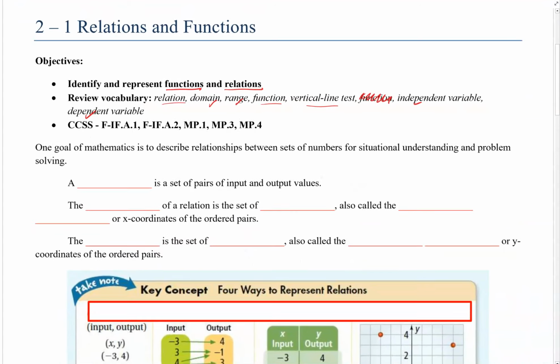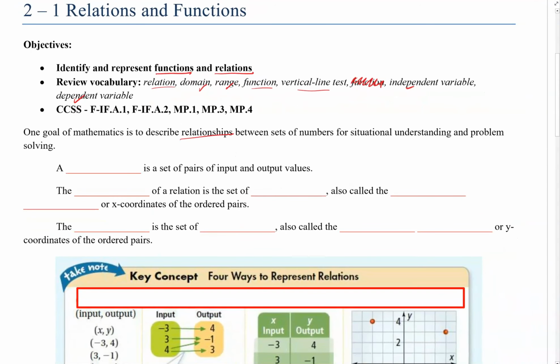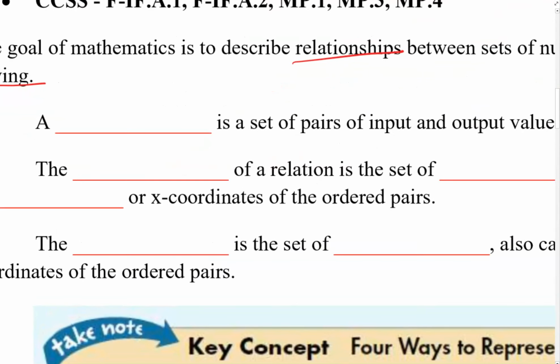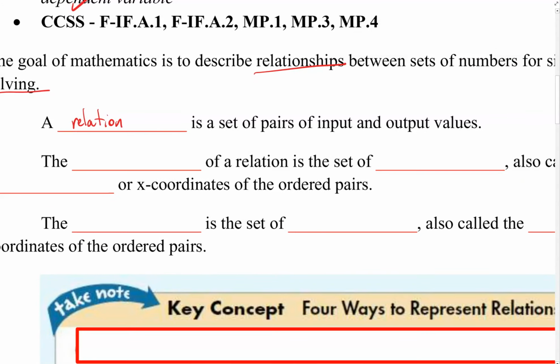So in general, one of the goals in mathematics is to describe relationships between sets of numbers, and we do that to understand a situation better, and really most of us recognize this as problem solving. So if we have a relationship between a set of numbers, we can likely apply mathematical rules to solve the problem. So simply put, we would say that a relation is a set of pairs of input and output values. If you provide an input to a relation, the relation will describe the output value.